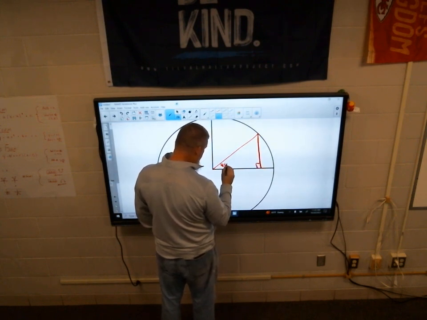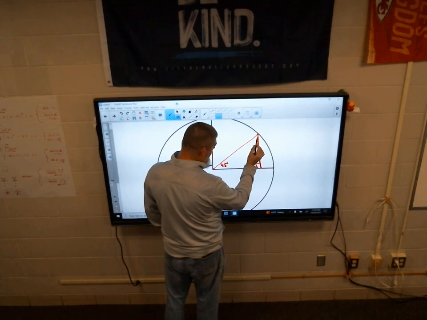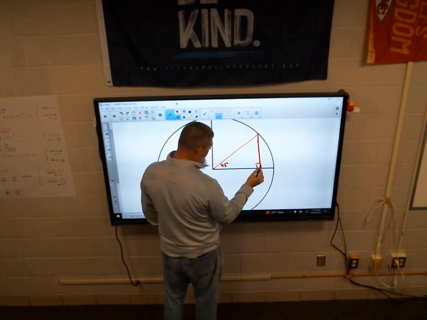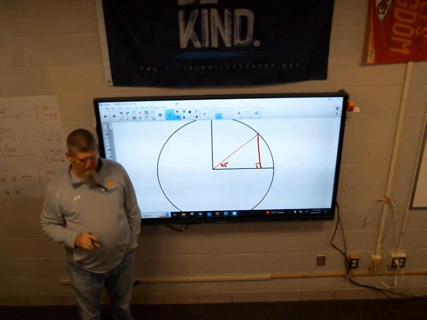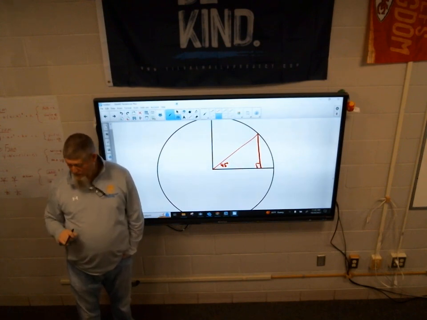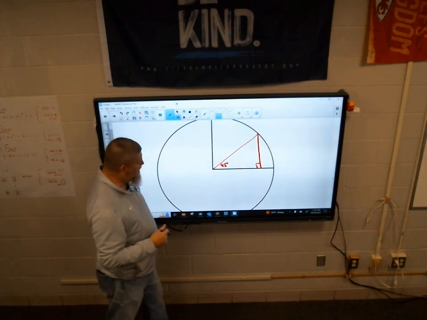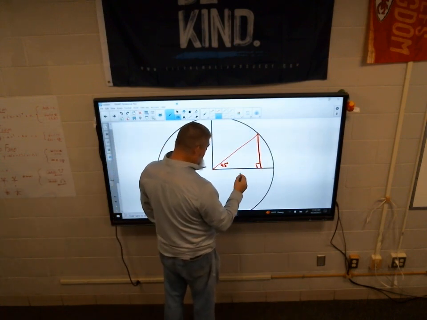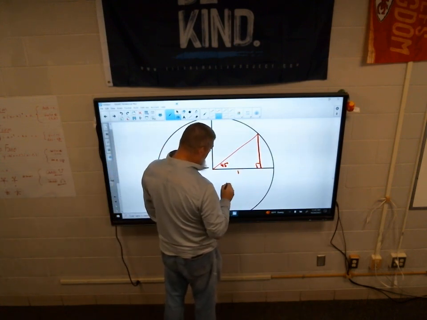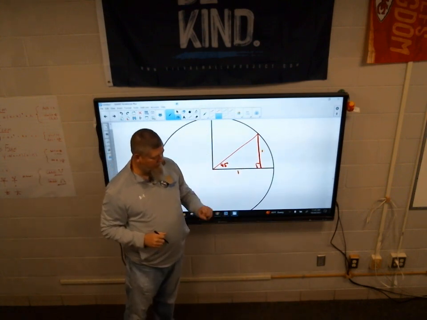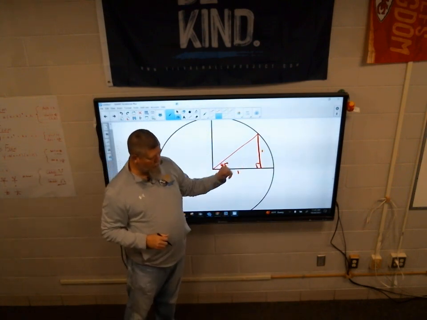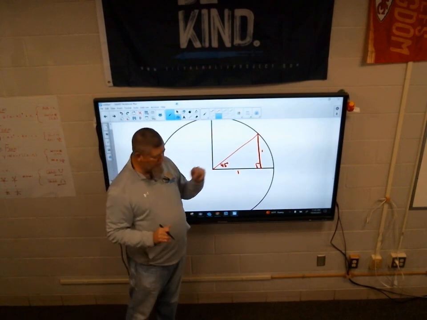What do I know about the opposite and the adjacent in a 45, 45, 90? They're going to be identical. Whatever one is, the other one's the same. So because this is a triangle, forget about the unit circle, I'm just going to call this 1. Therefore, this is going to be 1, 1 and 1. If this was 7, this would be 7. If this was 43, this would be 43, they would be identical. Then what's the hypotenuse?